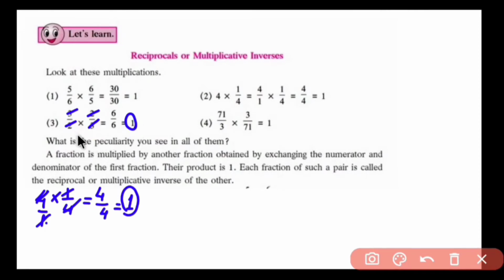So whenever there is multiplication between the reciprocals, their product is what? The answer of the multiplication is always 1. And in this way we can find the multiplicative inverse or reciprocal of the given fraction. In a reciprocal, we have to interchange numerator with denominator and denominator with numerator. Now let us solve the questions based on this concept of reciprocals or multiplicative inverses.